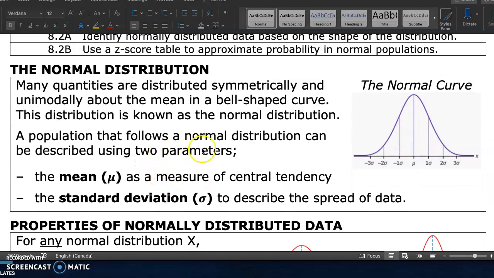A population that follows a normal distribution can be described using two parameters, the mean and the standard deviation. Here you see standard deviations described using positive values on the right and negative values on the left.